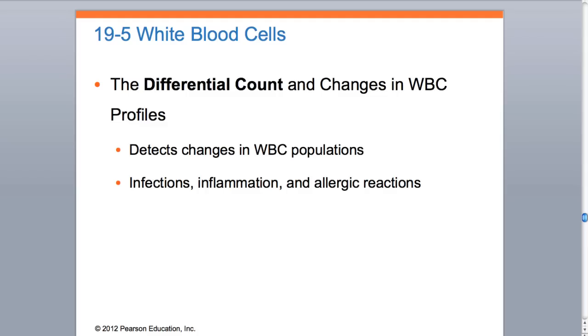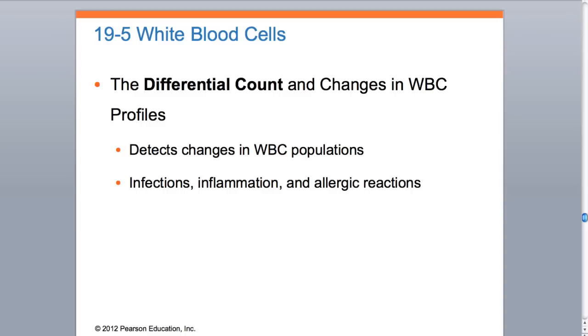Next slide. White blood cells. Differential count. Why is it important to do a differential count? A differential count will let you know what's going on with your body in terms of an infection. Now on page 657, the top right-hand corner has a section titled, as we see here, differential count and changes in white blood cells. That right-hand corner at the top talks about a differential count. Why would I do one? Because I need to know the difference between an infection, an inflammation, and an allergic response.